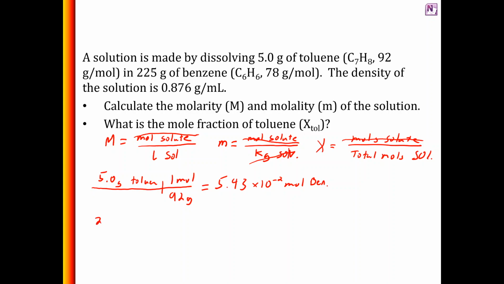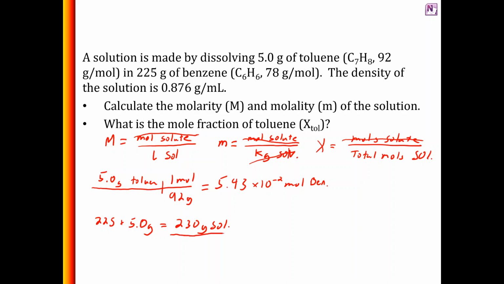So that would be 225 plus 5 grams. So 5.0 actually. So our total mass of the solution would be 230 grams of the solution, which is actually one of the things we need to know. Oh no, we already knew the mass of the solvent. Never mind. But we do need to know the volume, and we want to know it in liters.